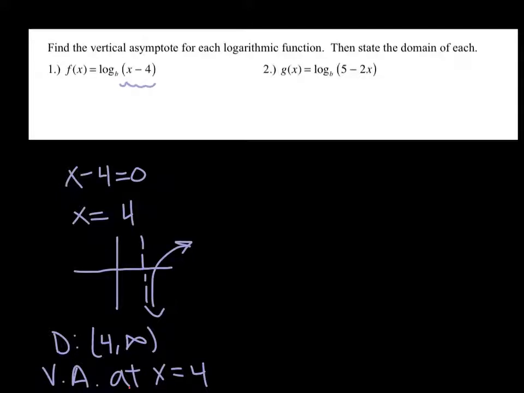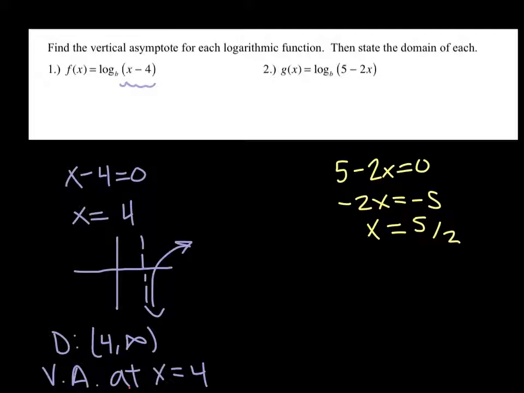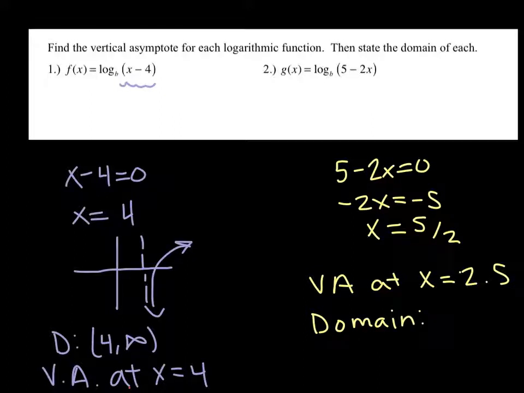If we look at number 2, we do the same thing again. What's inside the parentheses? 5 minus 2x. Set it equal to 0. Subtract the 5 over, and divide by negative 2. So x is 2.5. Your vertical asymptote would be at x equals 2.5 or 5 halves. So your domain would be from that value to positive infinity.